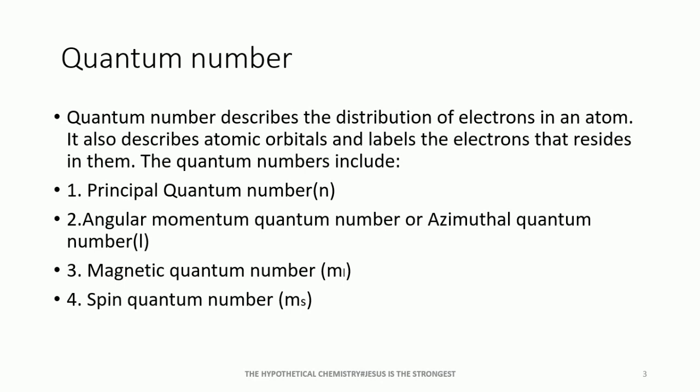We have four main types of quantum numbers. The first on my list is the principal quantum number, or the primary quantum number. Then we have the second, being the angular momentum or azimuthal quantum number, which is the secondary quantum number as well. Thirdly, we have the magnetic quantum number, and the fourth one being the spin quantum number. Let's proceed by talking about each type one after the other.